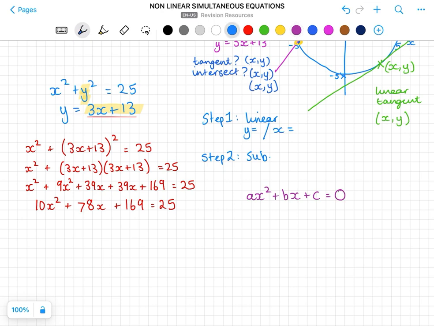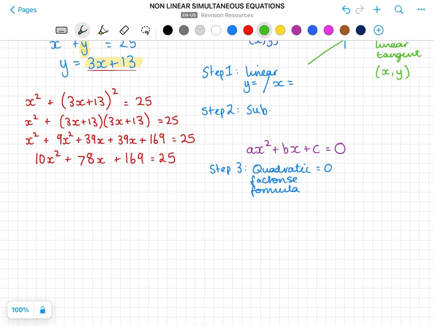Step 3 is get your quadratic equaling to 0, because that's going to allow us to solve by either factorising or using the quadratic formula. To get this to equal to 0, we're going to subtract 25 from both sides. That leaves us with 10x squared plus 78x plus 144 equals 0.